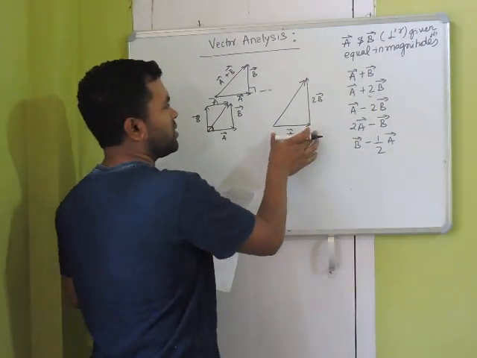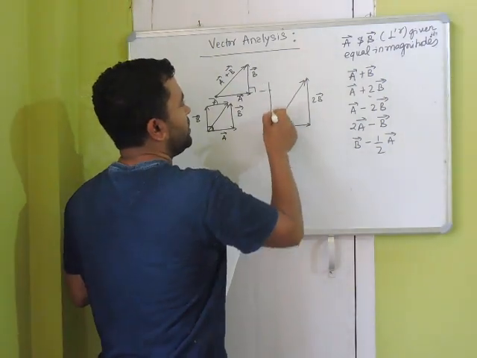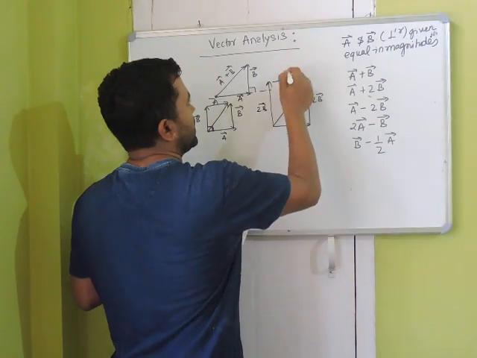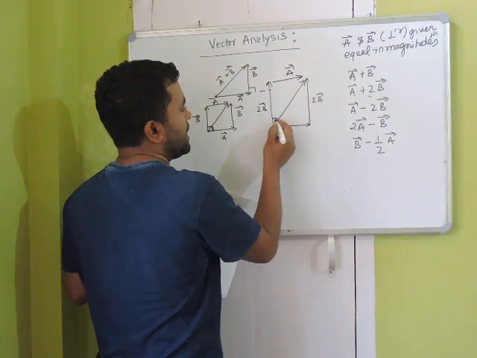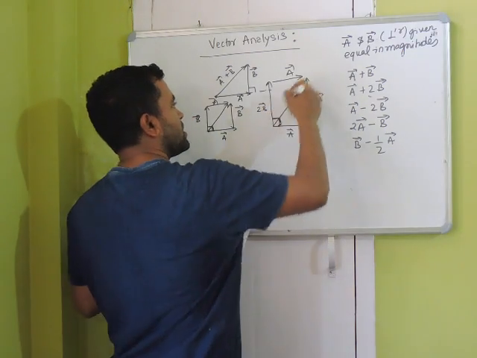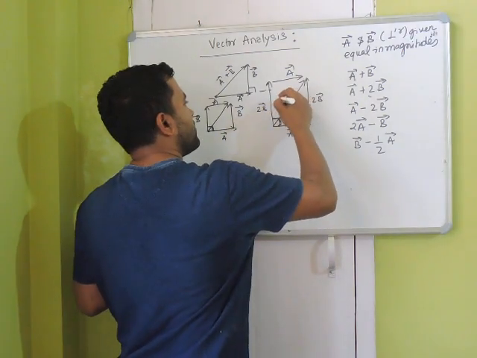Same goes for this also. I can draw a 2B vector here, and this is the A vector. This angle is 90 degrees, where the tail coincides, and of course this is the resultant. This is A plus 2B.